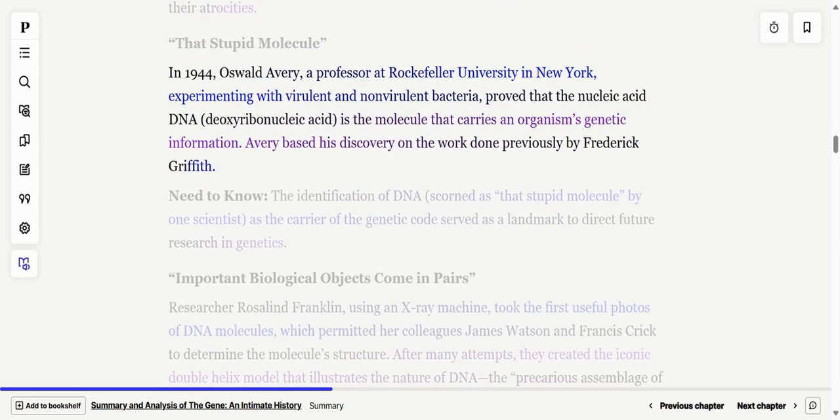Need to know: the identification of DNA, scorned as that stupid molecule by one scientist, as the carrier of the genetic code served as a landmark to direct future research in genetics.